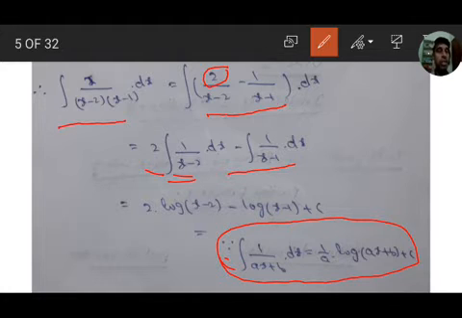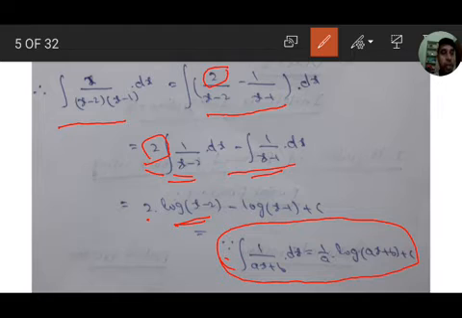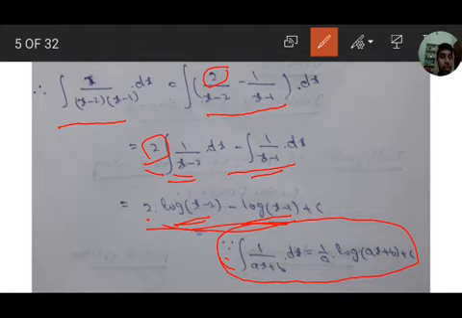In both the cases the value is 1, so 1 by 1 will come. 2 is the coefficient outside, log of x minus 2, it is 1 by 1 into log of x minus 2. Here minus as it is, 1 by 1 into log of x minus 1 plus c. Therefore 2 into log of x minus 2 minus log of x minus 1 plus c is the answer.